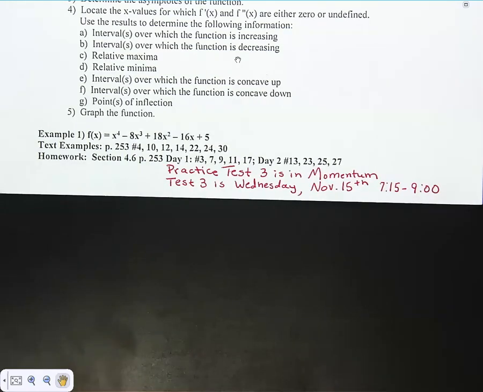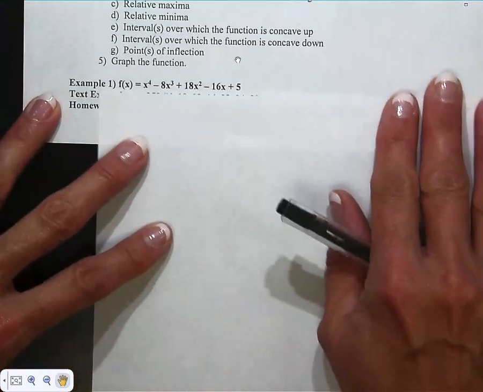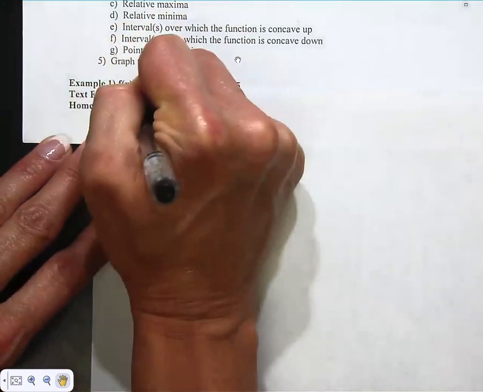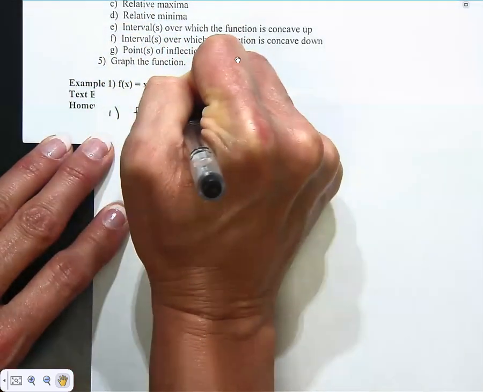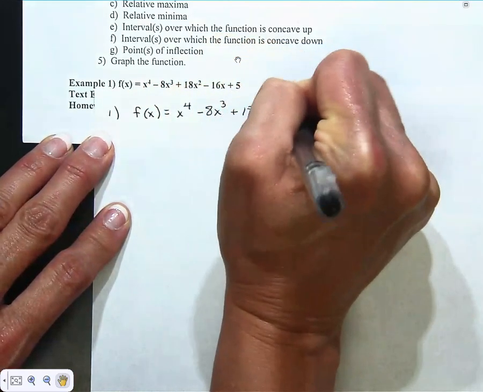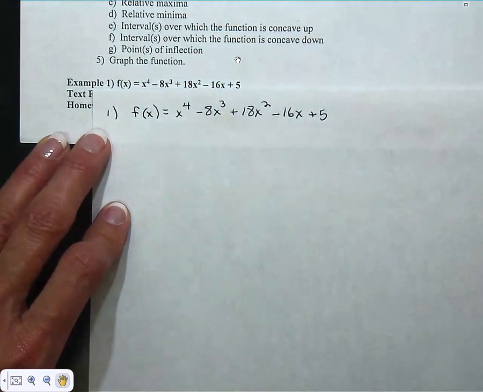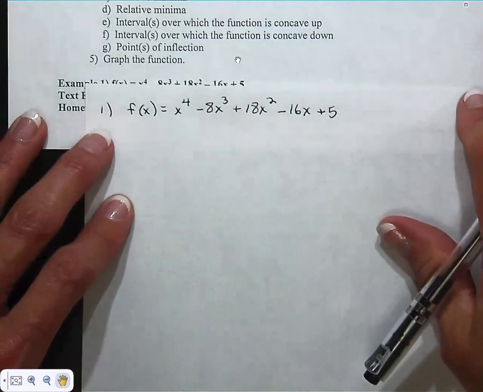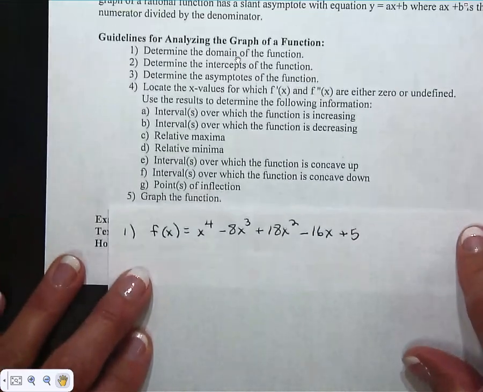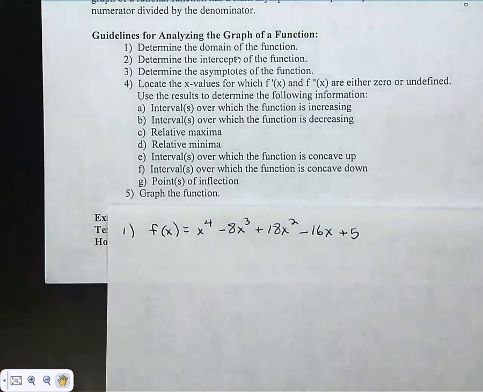All right, one of the two problems that I want to do with you before I turn you loose on some examples is that one. I wanted to start with a good old polynomial before I jumped on anything harder. And those guidelines right above the example are what I want you to follow and give me on every problem that you do in 4.6.